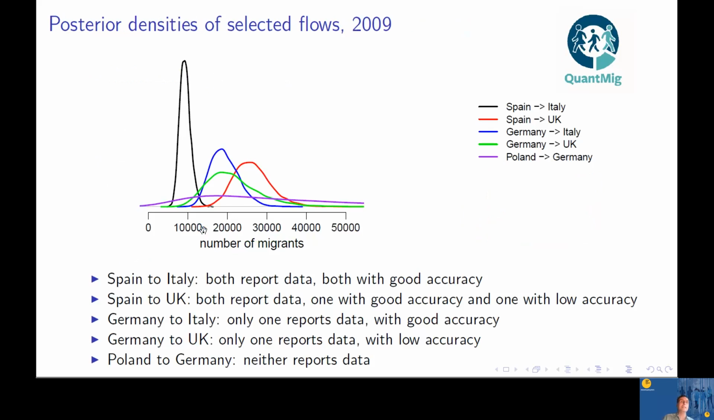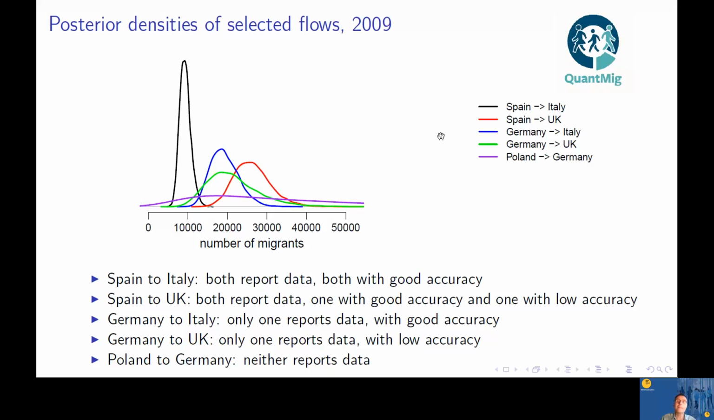However, we can, for a particular year, compare the posterior densities for selected flows. So here are the posterior densities for the 5 selected flows that I've discussed above. Where we have accurate data from both countries, we have relatively little uncertainty. So Spain to Italy. Where we have no data from either country, Poland to Germany, as you might expect, we have huge amounts of uncertainty. Where we have some data, the uncertainty is somewhere between the two extremes.